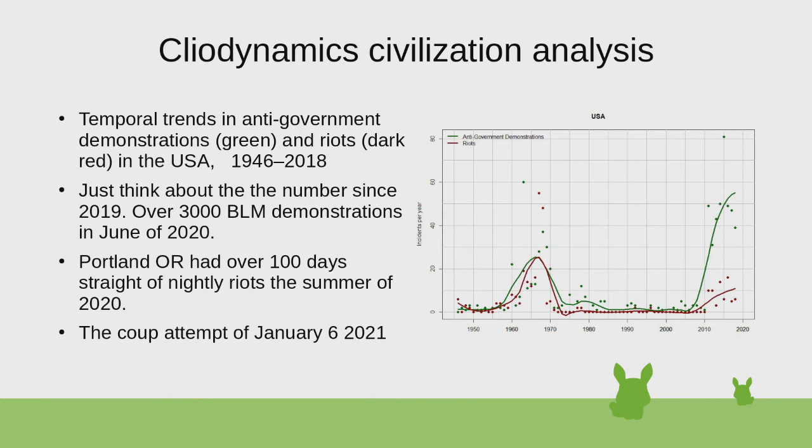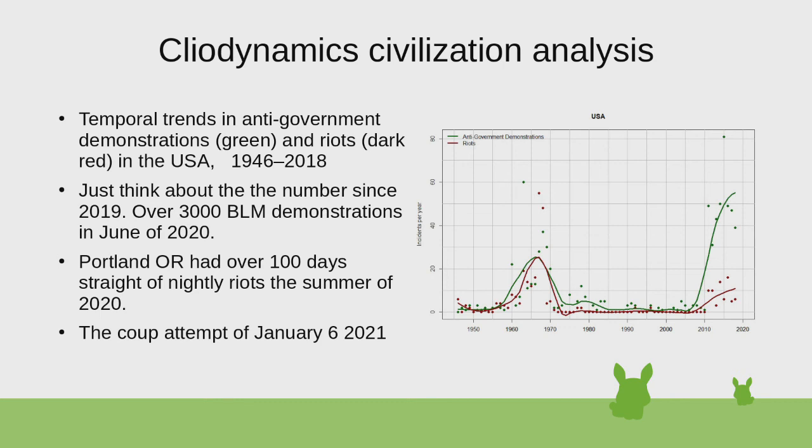Here is a chart of USA anti-government riots in dark red and demonstrations in green from 1945 to 2019. It does not include the last 3 years. There were over 3,000 BLM demonstrations in June of 2020 alone. I was at and watched some of the demonstrations and riots in Portland, Oregon. There were over 100 days straight of nightly riots in the summer of 2020.